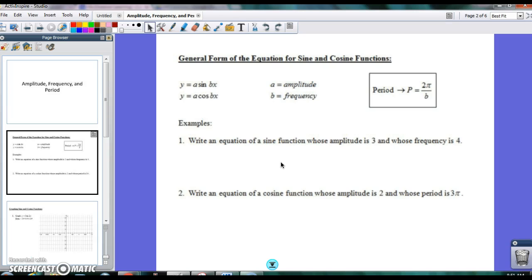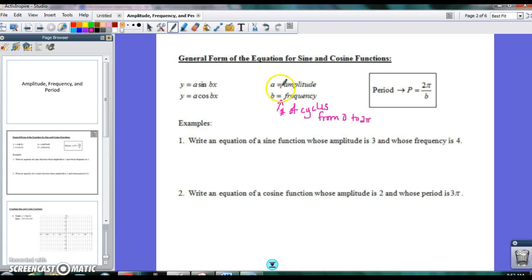So the general form of the equation of the sine or cosine function is this, okay? Y equals a sine bx or y equals a cosine bx. A is always your amplitude and b is your frequency. Okay, so a couple things to note here. Frequency is the number of cycles from 0 to 2 pi. Okay, that's what the frequency is.